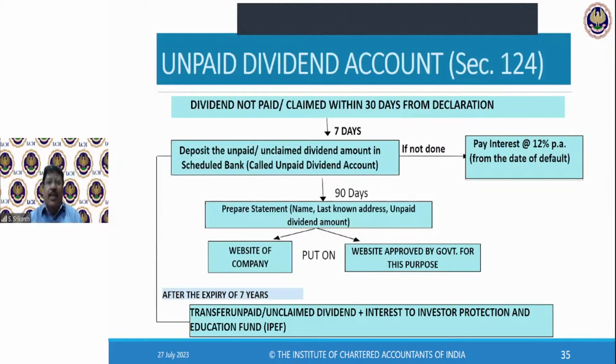Then at the expiry of 7 years from the transfer date, within 7 days you have to transfer now, before the 7th day you have to transfer. From that day, you wait for 7 years from the date of transfer to the unpaid dividend account. Once 7 years is over, that money should be transferred, together with interest if any interest is paid on that account. The unclaimed dividend plus interest should be transferred to the Investor Education and Protection Fund.